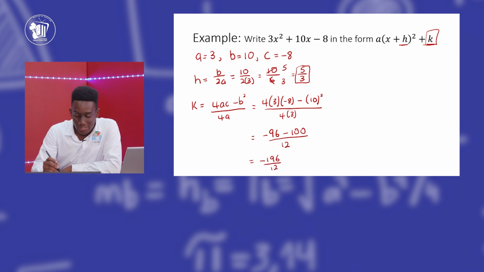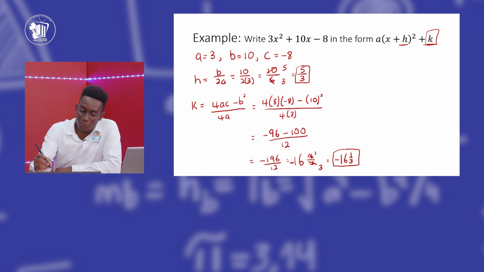If you want to break this down further, 12 can go into 196 16 times. 12 times 16 gives you 192, so we'll have a remainder of 4 over 12. And of course, this has to be negative. 4 divided by 12 is 1 over 3. So when we break this down, k will have a value of negative 16 and 1 over 3. So this will be our value for k.